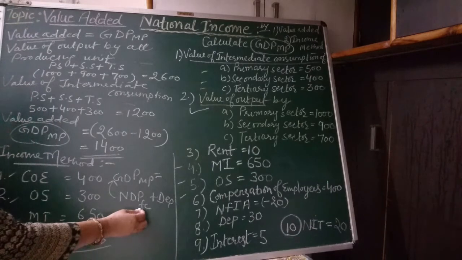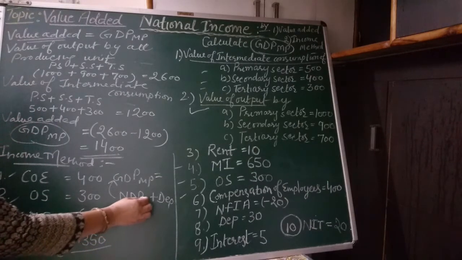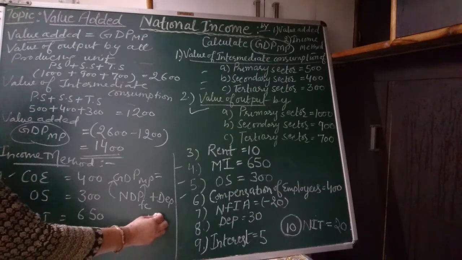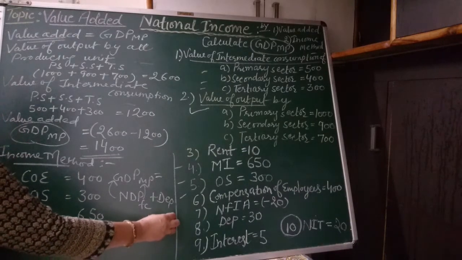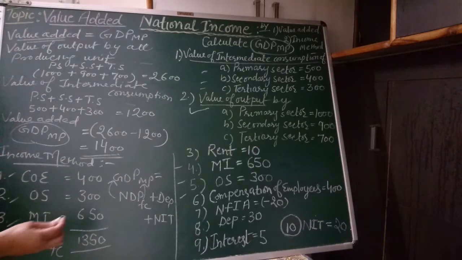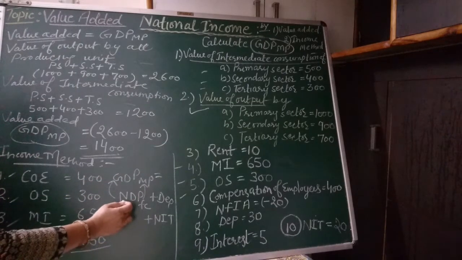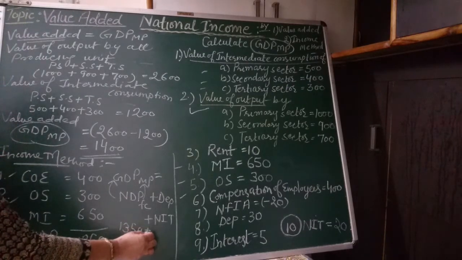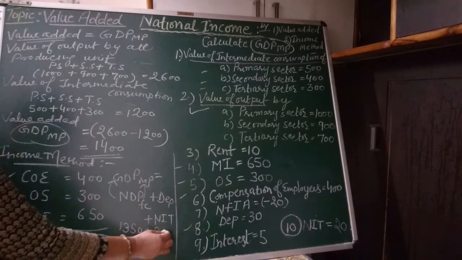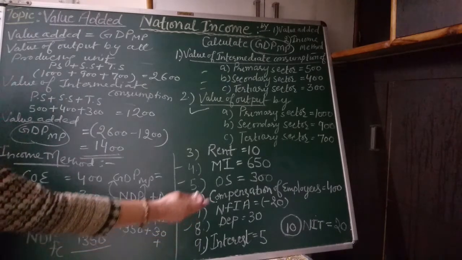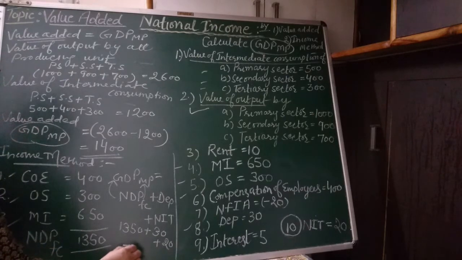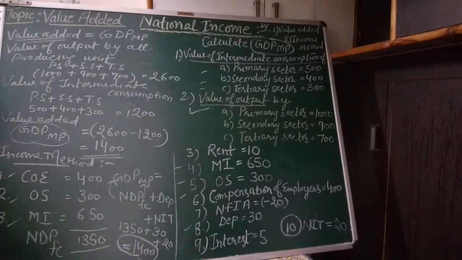And if we are at factor cost and we have to find out market price, we also include net indirect taxes in this NDP at FC, so that we can calculate GDP at MP. The value of NDP at FC, that is 1350, plus the value of depreciation, which is given as 30, and the value of net indirect taxes, that is 20. So this is 1400. 1400 is the value of GDP at MP.